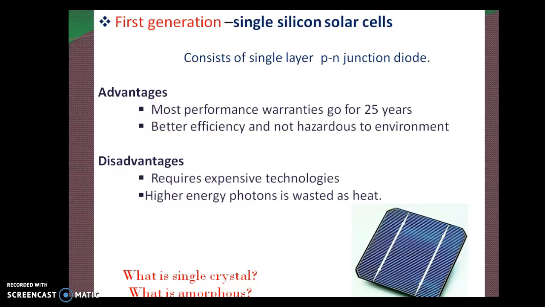The first generation solar cells consist of a PN junction diode, so simply it is called a PN junction solar cell. The advantages of this solar cell are performance warranties up to 25 years, better efficiency, and not hazardous to the environment. The main disadvantage is that it requires expensive technologies, and the higher energy photons are wasted as heat. Before studying the working of the first generation solar cell, we want to know what a single crystal is and what is amorphous.